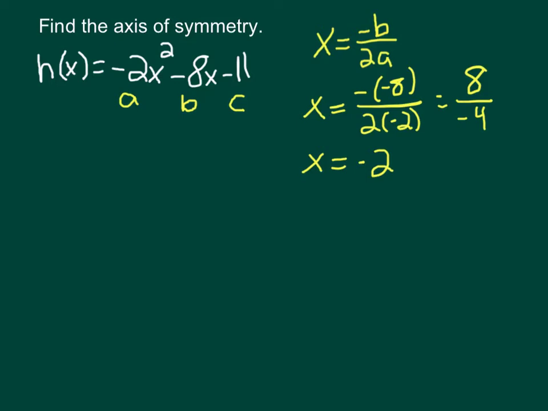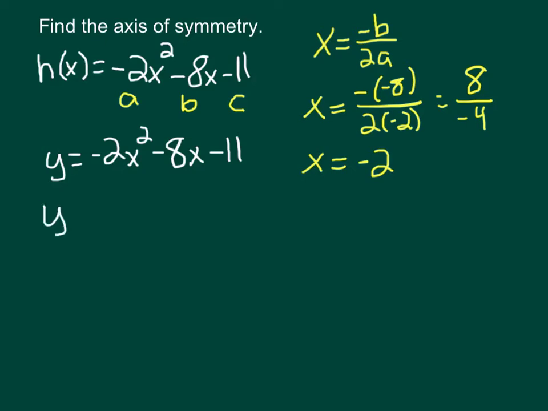Okay, now that I know my x value, I can plug it back into my original equation, and that will tell me what my y value is. Now this one is set up in function form, h of x, but we can also rewrite it into an equation: y equals negative 2x squared minus 8x minus 11. So this is the same equation as up here, only written in function form. The reason I changed it is because we're looking for our y value next, and it's easier to write the y there instead of the h of x. So now I'm going to take this negative 2 and plug it in for each one of these x's. So let's do that.